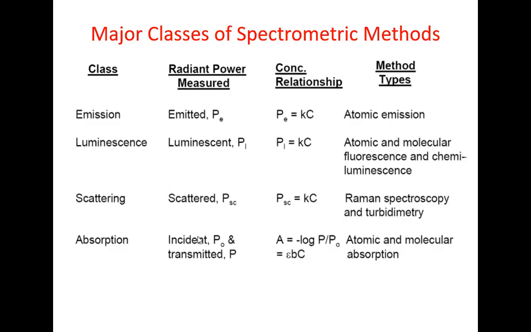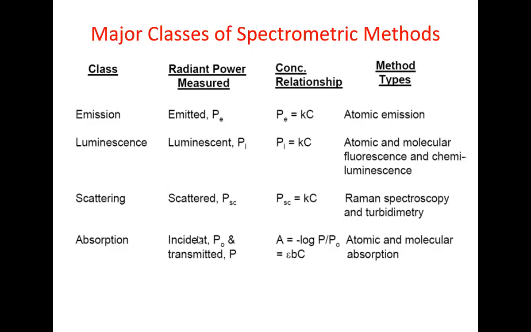And then after chapter 7, we start talking about each one of these methods that we use in analysis. All right, the class of spectrometric methods, we have emission. Light is emitted. Now there is P. What is P again? P is power.